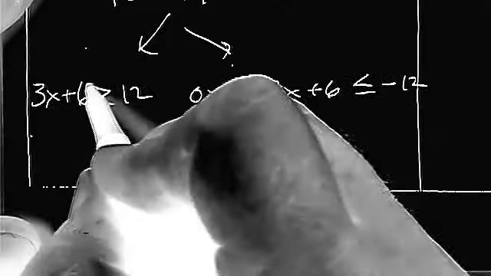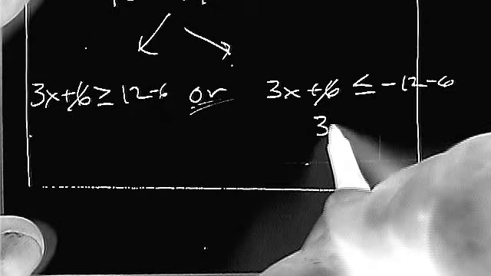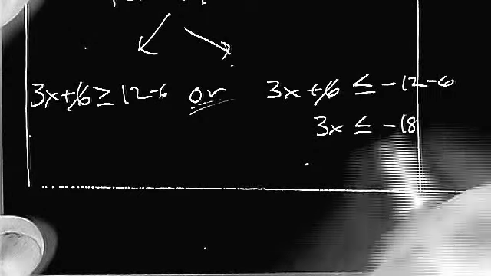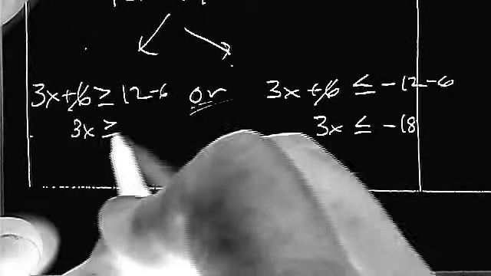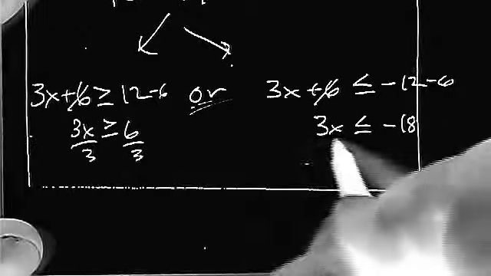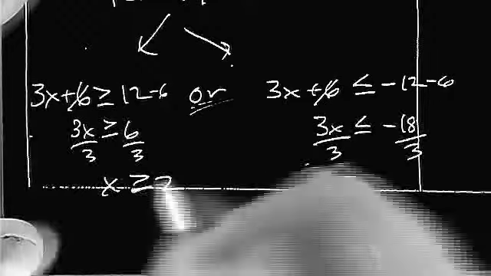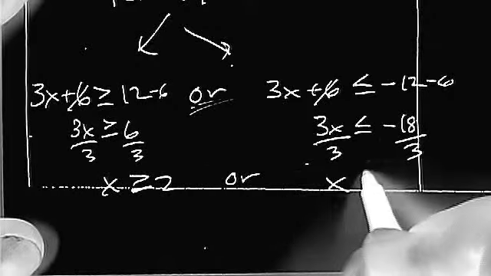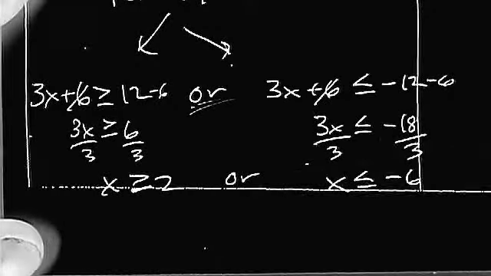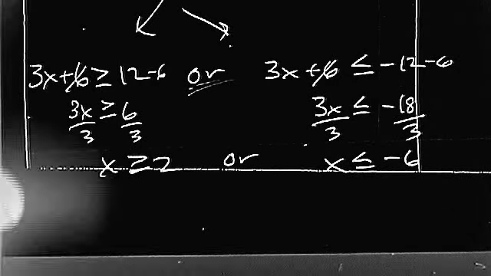Okay, of course we're going to subtract 6 from both sides. 3x is less than or equal to negative 18. 3x is greater than or equal to 6. And of course we're going to divide by 3. X is greater than or equal to 2, or x is less than or equal to negative 6. We didn't divide by a negative number, so we didn't have to flip the sign on anything.